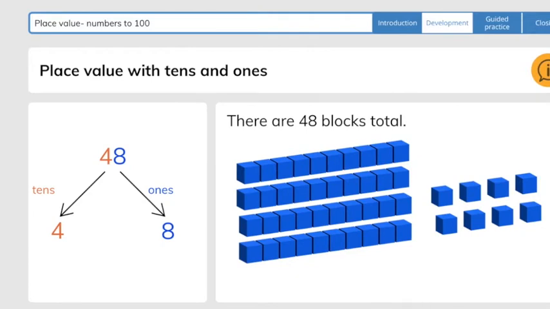Okay, so whenever you're working with place value, another thing you can do is look at the blocks and separate it like this. Like we have the number 48, we know the 4 is in the tens place and the 8 is in the ones place. So we know that there are 48 blocks total.